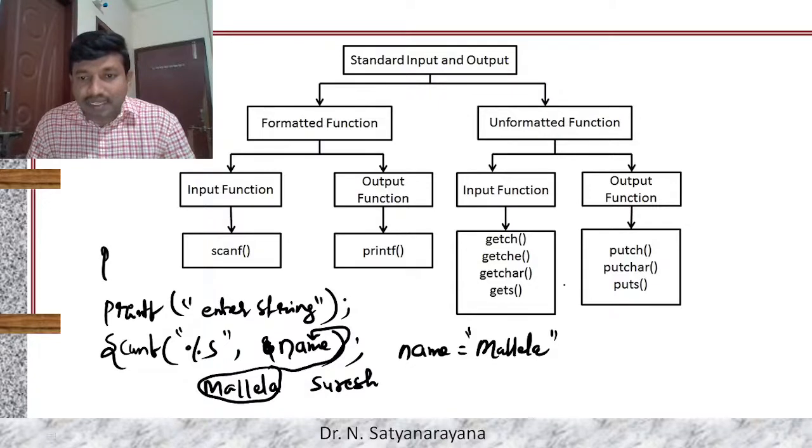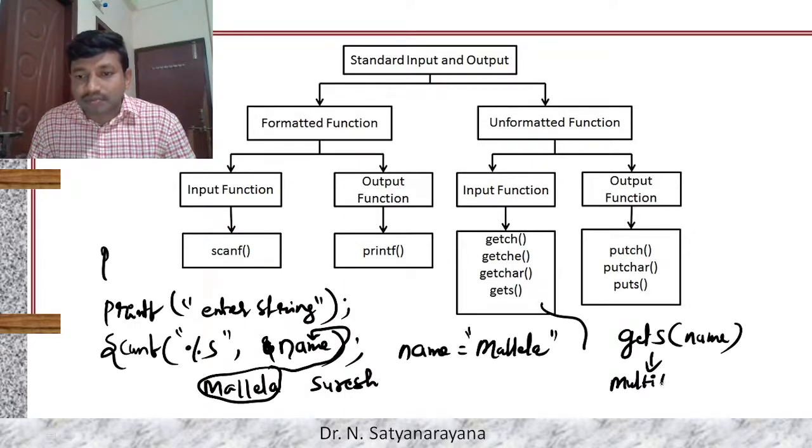That is the reason why normally we go with gets. You can read a string, say gets of name, where you can give multi-word strings also. This accepts multi-word strings.